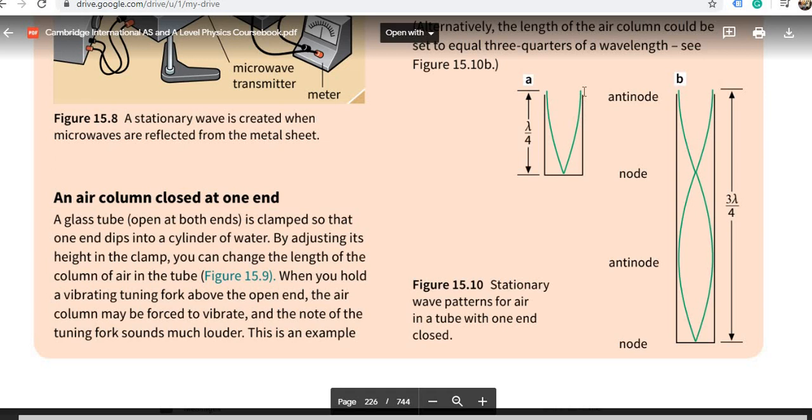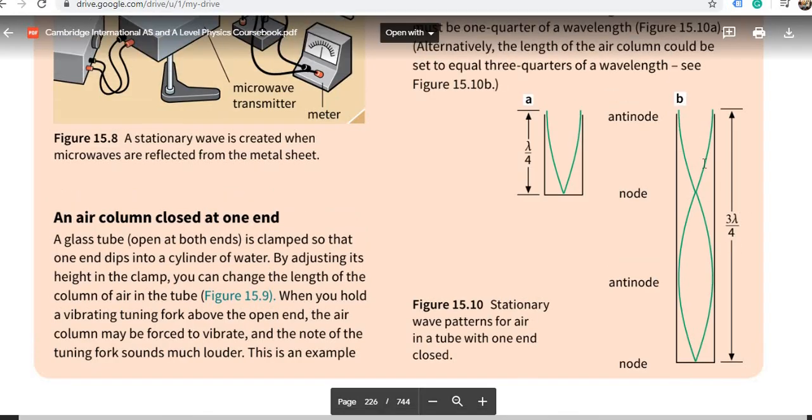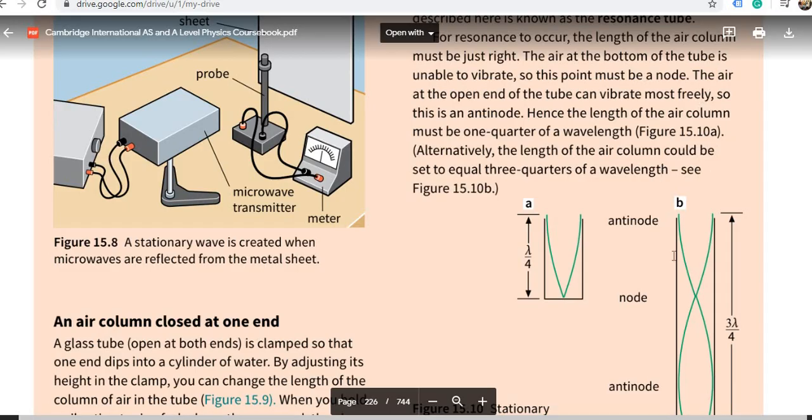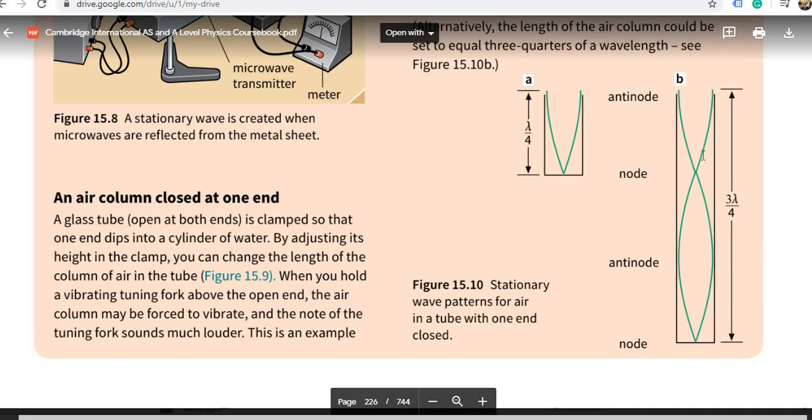Okay, this is quarter of a wavelength. So from here to here it's quarter of a wavelength. Then from here to here it's another quarter of a wavelength. Then from here to here another quarter of the wavelength. So in other words, this is 3/4 of a wavelength. You can see if you continue this all the way up to there, you have one whole wavelength. So this is 3/4 of a wavelength.